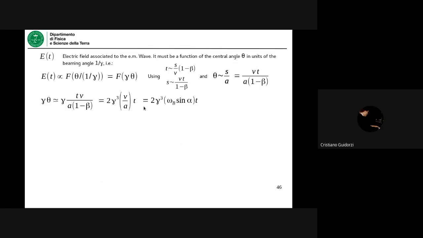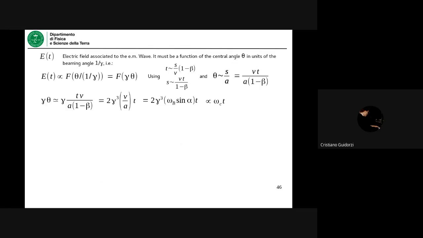But look, V over A, the velocity over the curvature radius, is something that we obtained when we calculated the curvature radius: it is just omega B sine alpha. But here we have gamma cubed omega B sine alpha. If you remember the definition of critical frequency, that's exactly it, apart from a factor of 3 over 2, but here we don't care, we just look at the proportionality of the scaling. This is just the critical frequency. So we obtain that the product of gamma times theta is nothing but omega c, the critical frequency, times time.